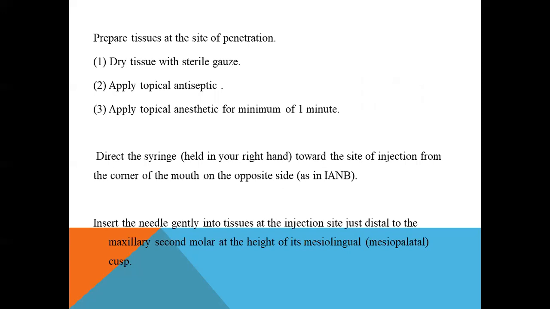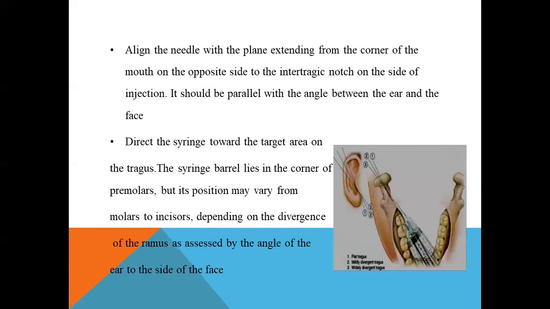Direct the syringe towards the site of injection from the corner of the mouth on the opposite side. Insert the needle gently into the tissues at the injection site, distal to the maxillary second molar at the height of its mesiolingual cusp. Align the needle with the plane extending from the corner of the mouth on the opposite side to the intertragic notch on the side of the injection. Direct the syringe towards the target area on the tragus.